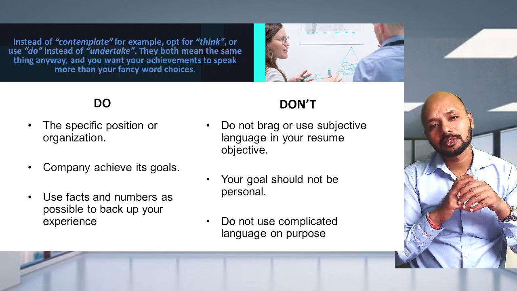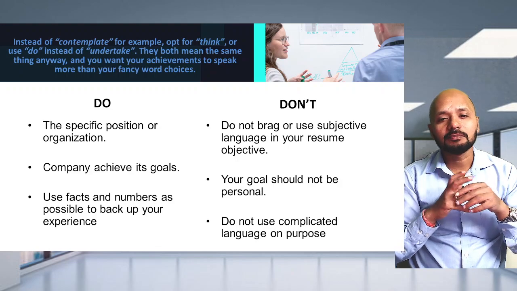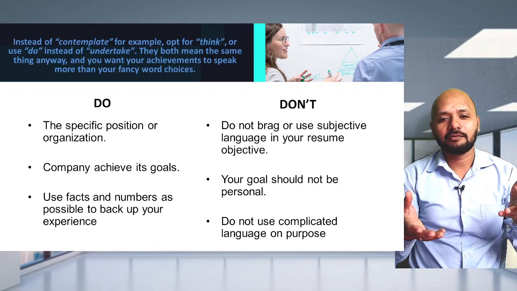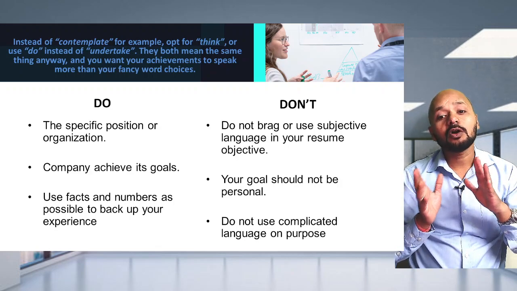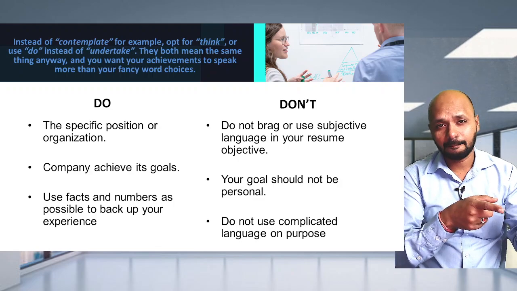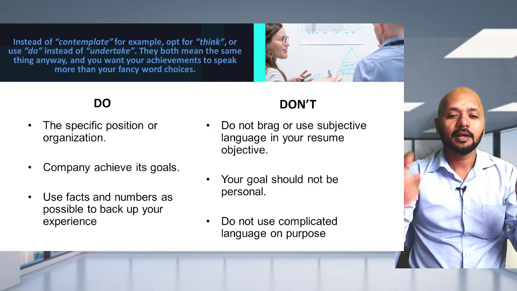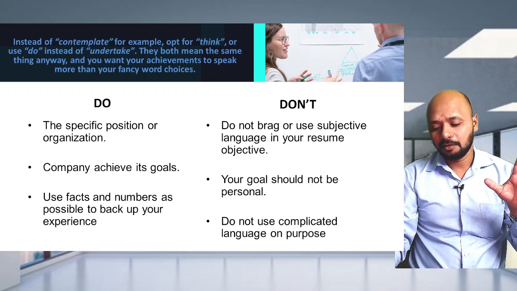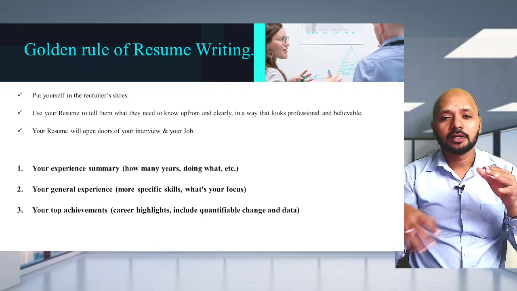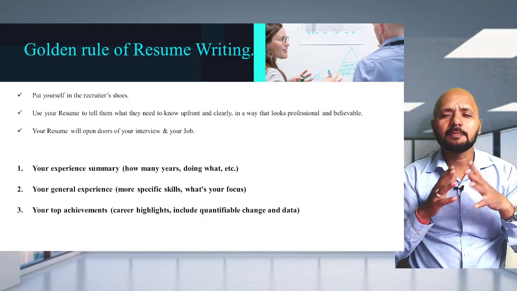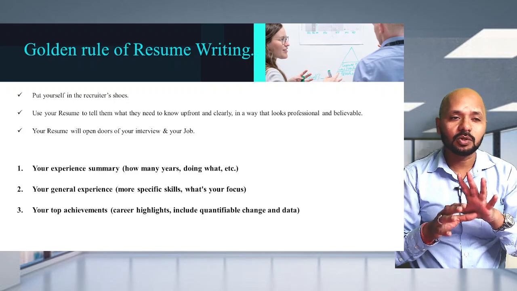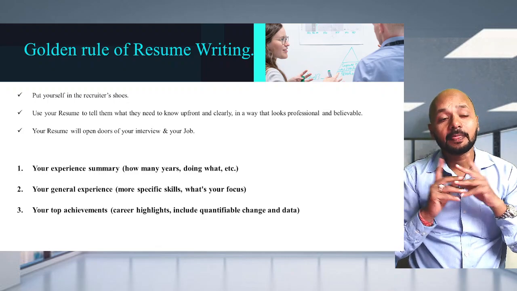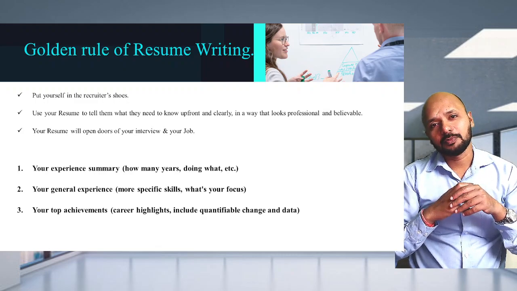What are the don'ts? Do not use subjective language in your resume. Your goal should not be personal, as I said just now, it should be what you are going to do for your company. And don't use complicated language. By using complicated language, what happens? The recruiters will get confused. Use simple language, moderate language. Don't use high-level language, right? So these are the do's and don'ts of writing a resume. Coming to the golden rule of writing a resume?